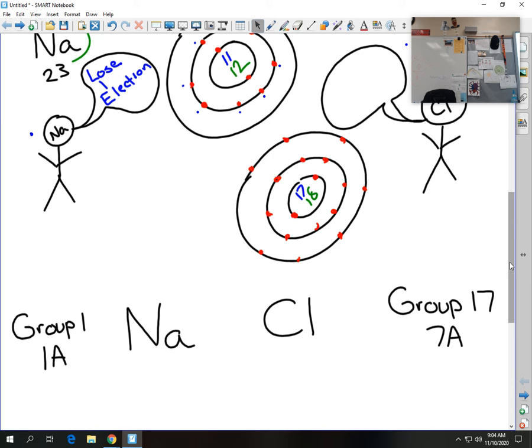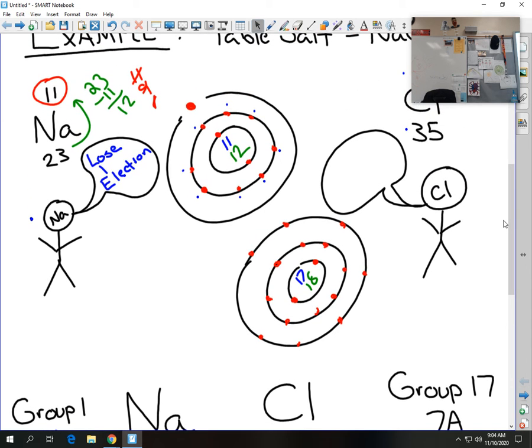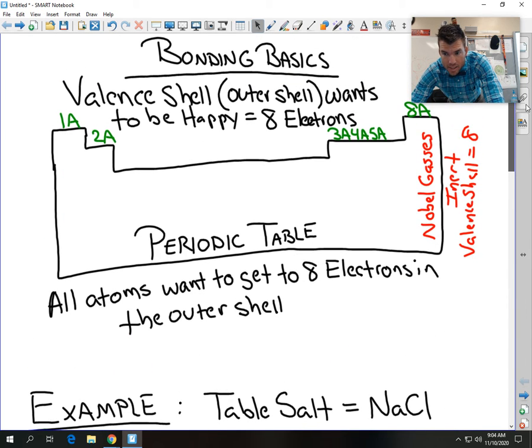All right, so my little stick figure here for chlorine, he's really thinking, if I could just gain 1 electron, he'd be happy. So this stick figure guy, chlorine, he really needs to gain 1 because he's got 7 in the outer shell. If he had 1 more, he'd get to that magic number of 8. Remember up here we said wants to get to 8.